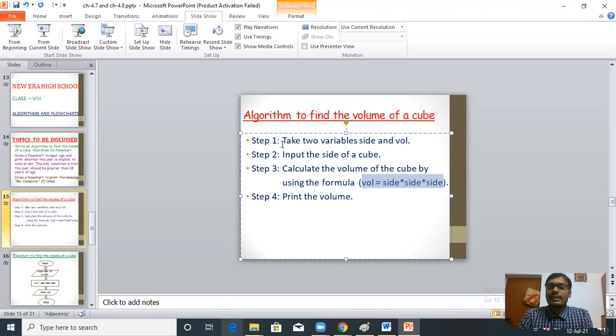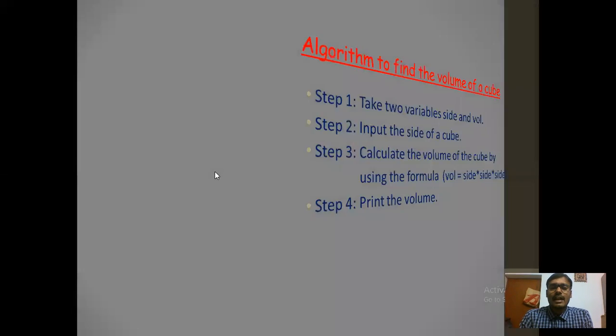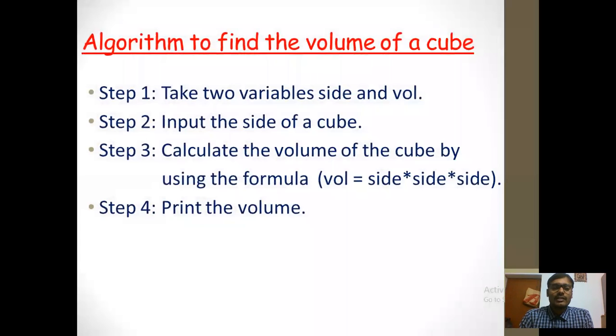So step 1, take two variables, side and vol. Side to input the side, and vol to find the volume. Step 2, input the side of a cube. Step number 3, calculate the volume of the cube by using the formula vol equals side into side into side. Step number 4, print the volume. So in this way you can write the algorithm to find the volume of a cube.